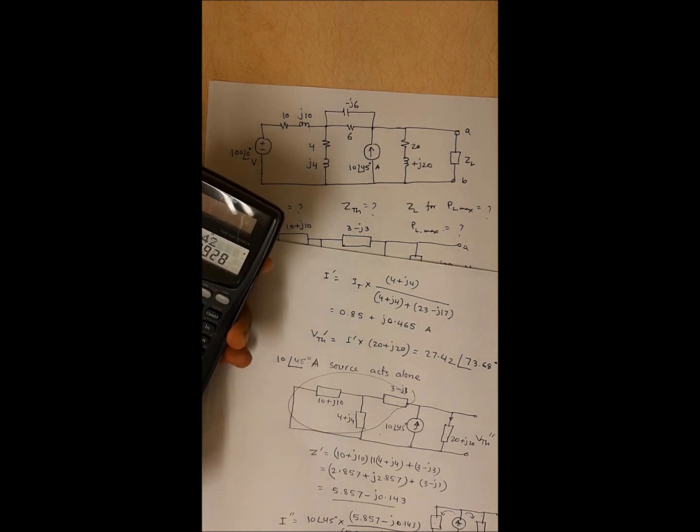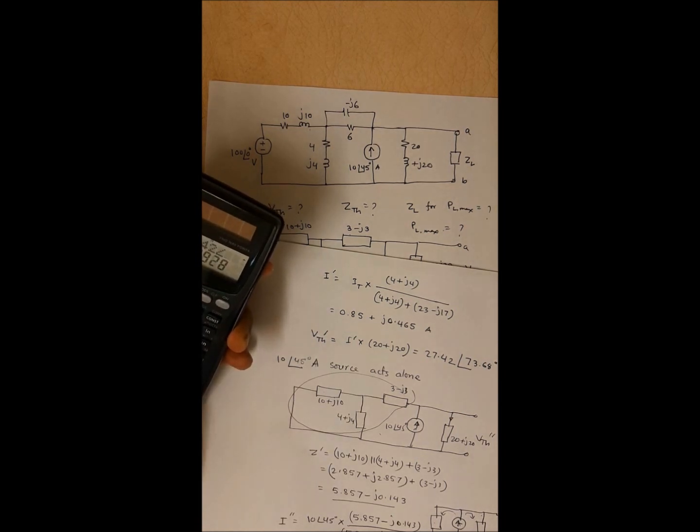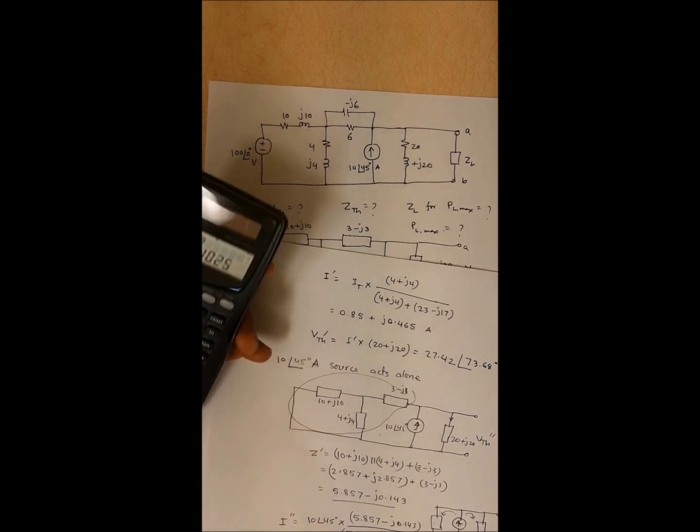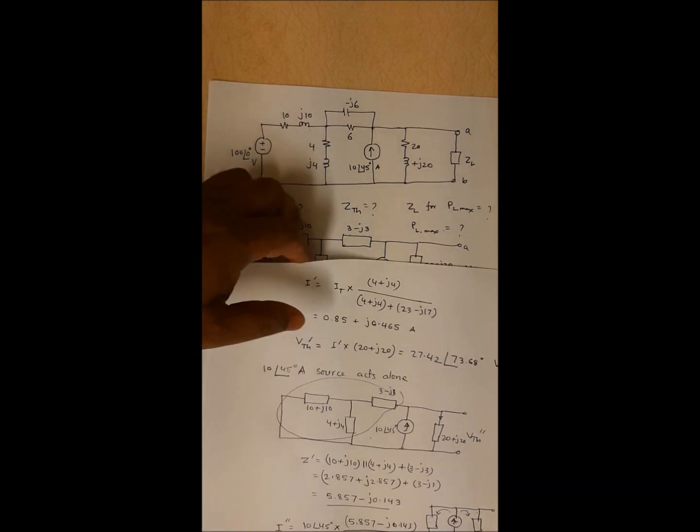So that will be 27.42, shift angle 73.68. I change to polar, so that will be 76.87, sorry, 76.87 and 58.96. So we got the Thevenin voltage. Now we need to find the Thevenin impedance.